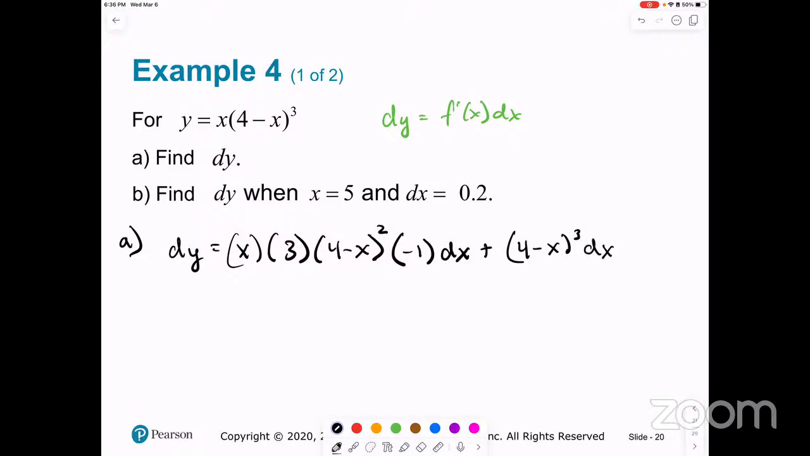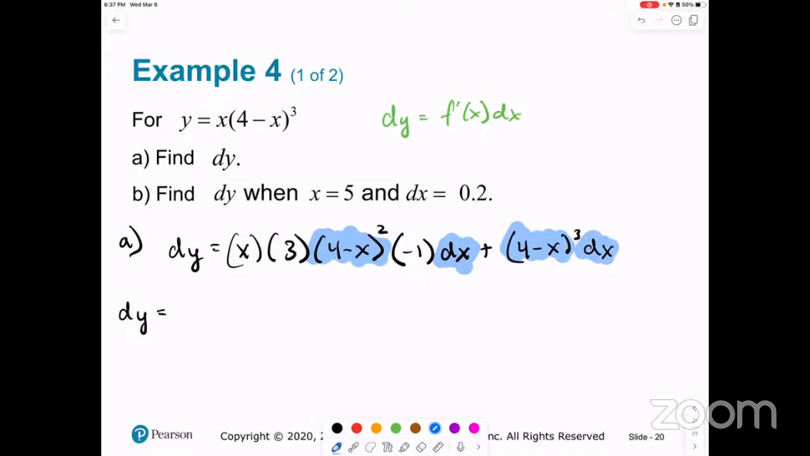All right. So I think we have common things that we can factor out of both terms. Okay. So then our dy. Now what's common to both? It looks like they both have this dx. They both have at least 2 of these (4 minus x) guys. And I think that's it, right? So that's what we're going to factor out of both.